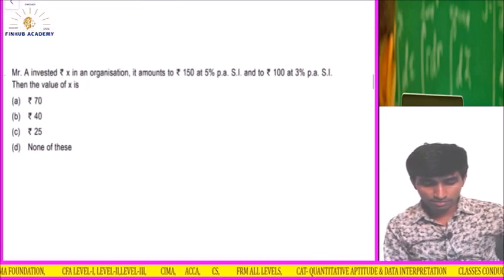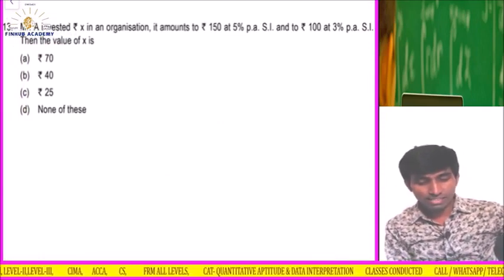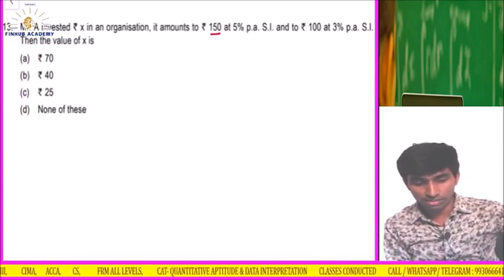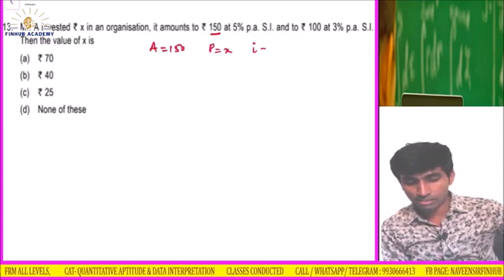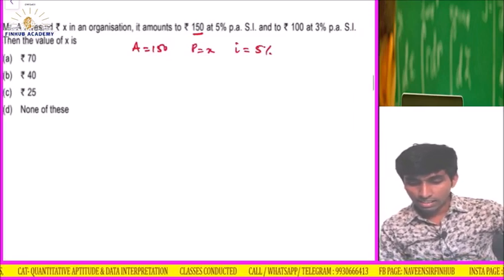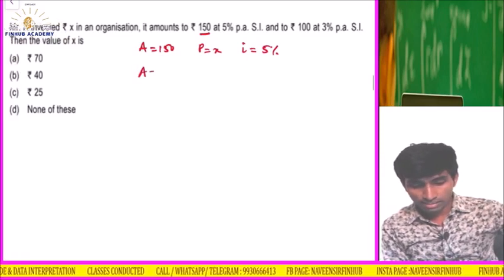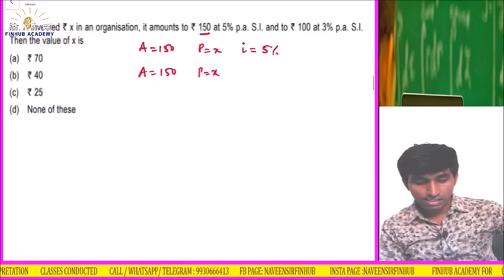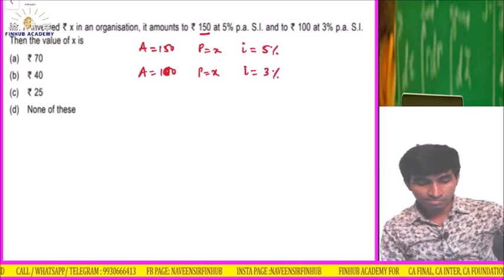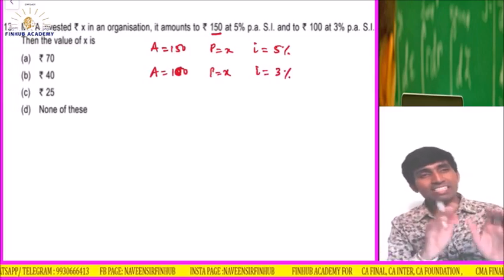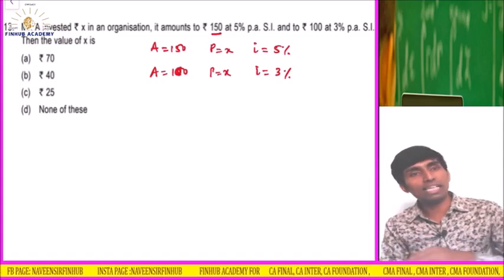Okay, so let's move to the next chapter. Time value of money has started, favorite chapter. Mr. A invested X in an organization. It amounts to 150. Means amount is how much? 150. Principal is how much? X. At 5% simple interest. Means I is how much? 5%. Simple interest, okay, SI. And 200 means one more amount is there. Something he invested, okay, P is equal to X. It becomes how much? 100. It becomes 100 at 3%. Interest is how much? 3%. Find the value of X. Means invested X in an organization which amounted to 150 at 5% and amounted to 100 at 3%.